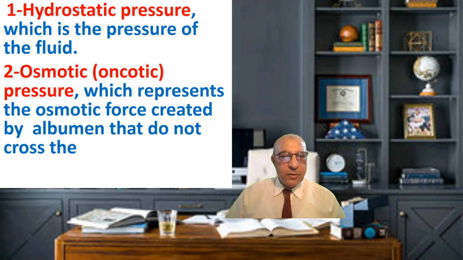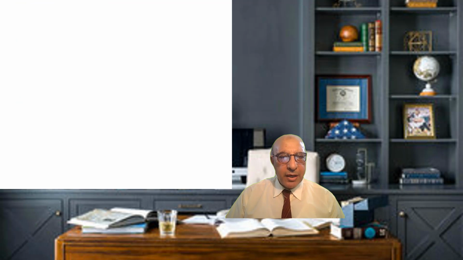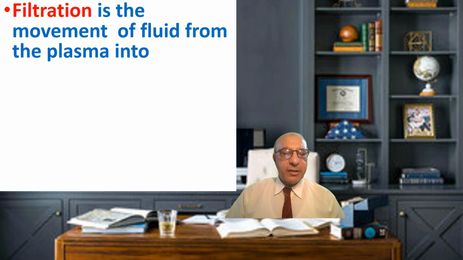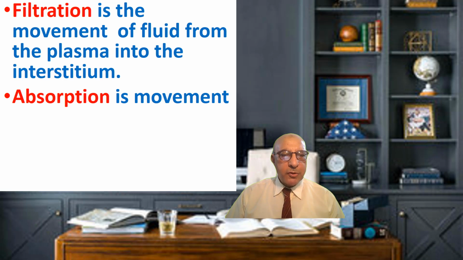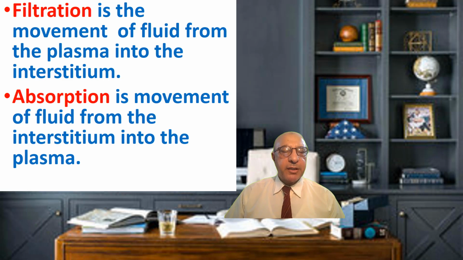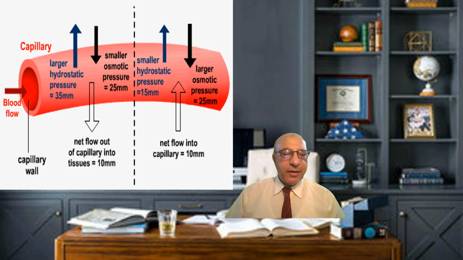Now, we have what we call filtration and what we call absorption. Filtration is defined by the movement of fluid from the plasma into the interstitial space, while absorption is the opposite. It is movement of fluid from the interstitial space into the plasma. If we look at this figure, it is very nice, showing a segment of the capillary. Here on the left side, this is the blood flow from the arterial side, from the arteriole, and at the other end, this is going back to the venule.